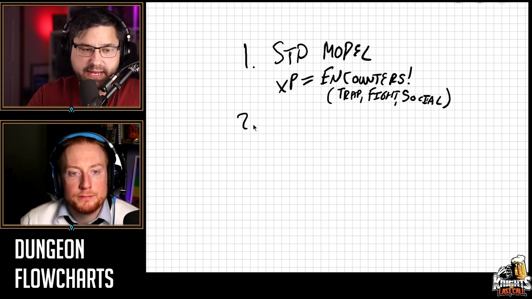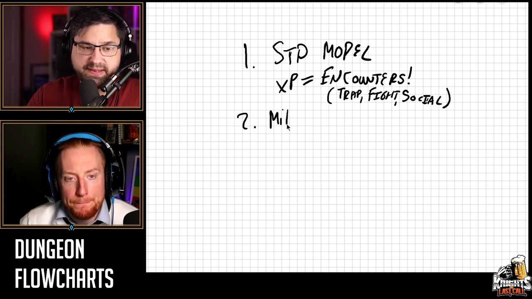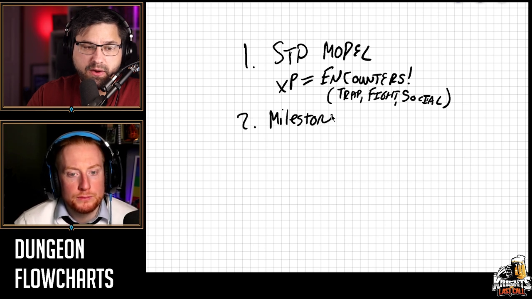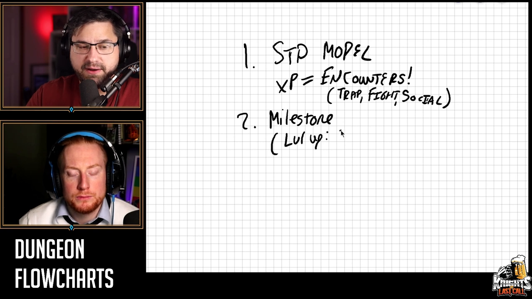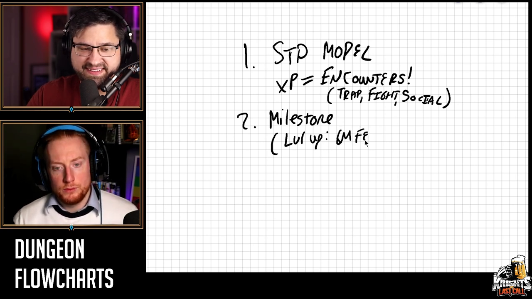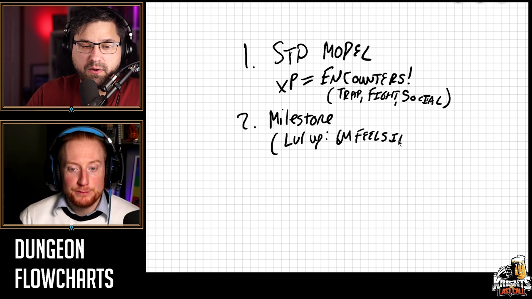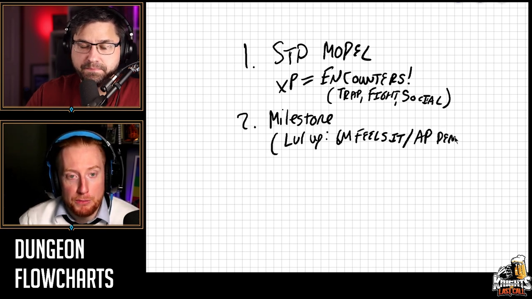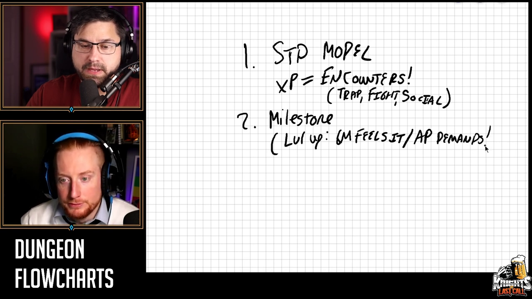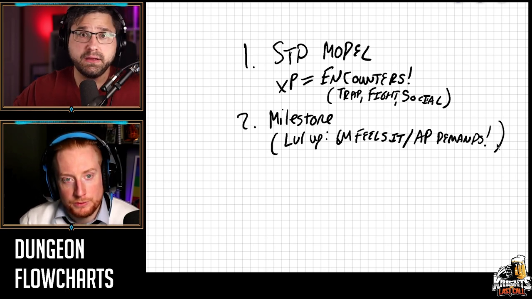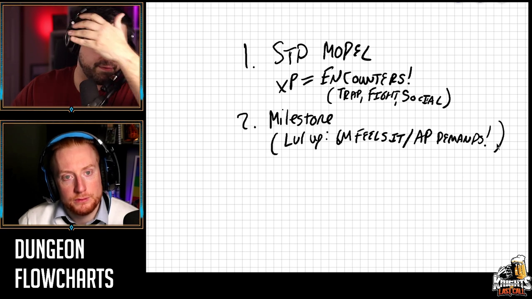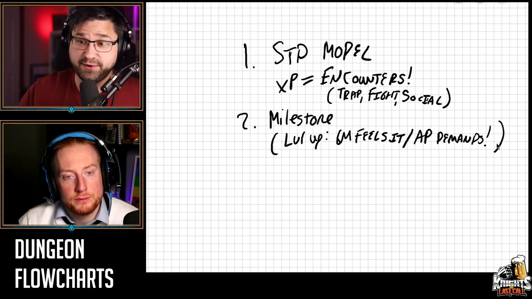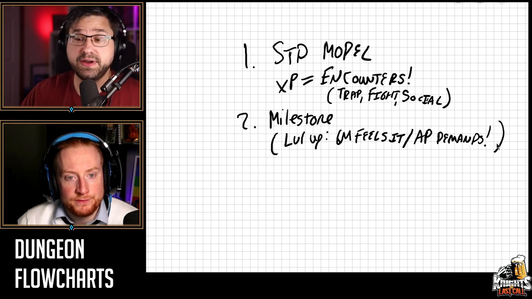The second is the milestone model. This has become very popular. It basically says you level up either when the GM feels like it, or when the AP demands it. You hit those milestone events. So when the party finishes the investigation or when the party releases the waters from the Storville Dam, they level to 10.